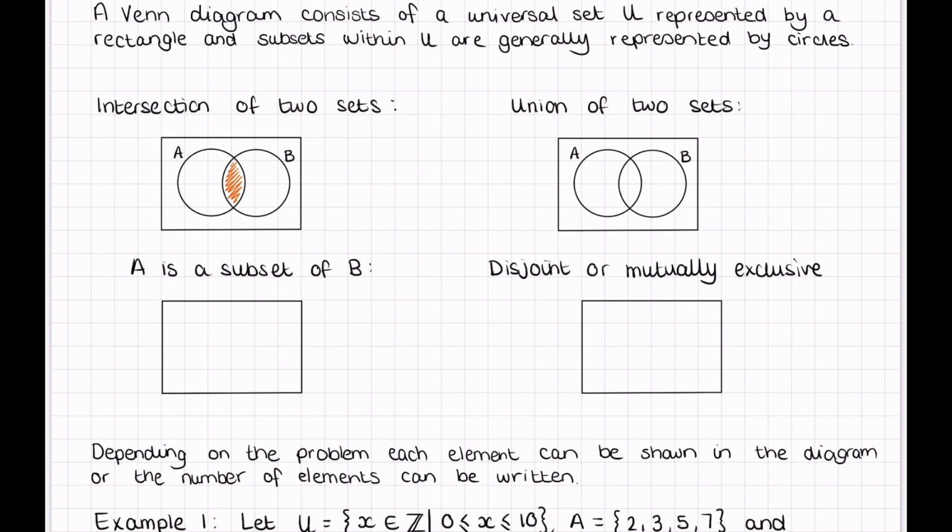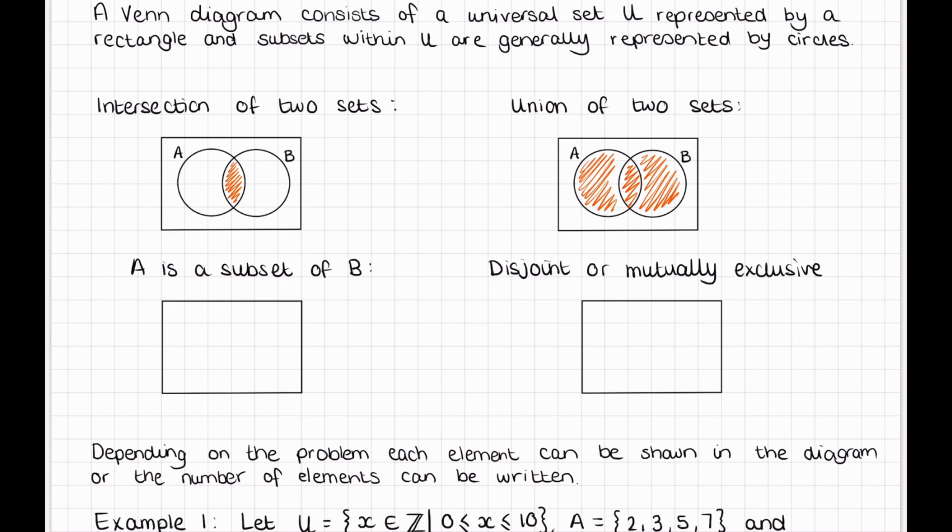Now the union of two sets. If we think back to our set lesson, the union is either in set A or set B or both. So on the diagram here, set A, set B or both means it could be in here because that's set A, it could be in here because that's set B, or it could be in the middle because that is both. So anything within the circles is classed as the union.